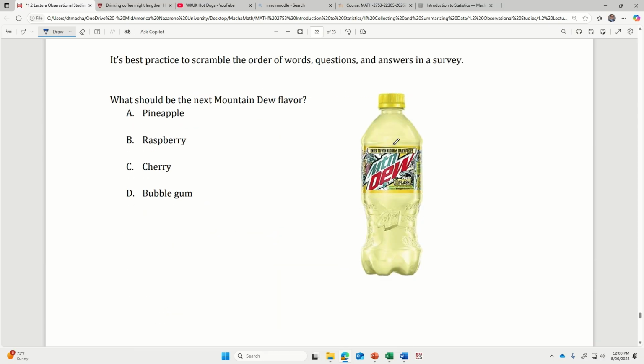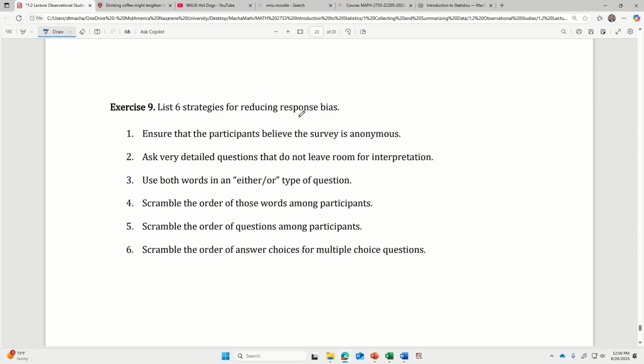The last thing I'll say is you should also scramble the order of answer choices because, again, people are more likely to just choose answer choice A when you present them with multiple choice like this. So every time you give a participant a survey, scramble the order of the answer choices.